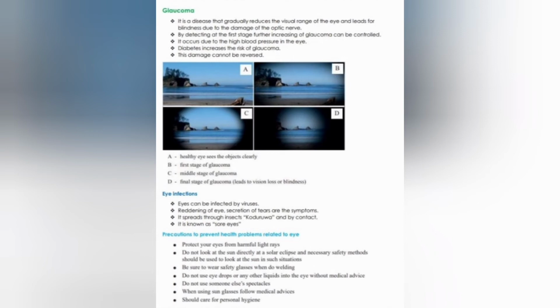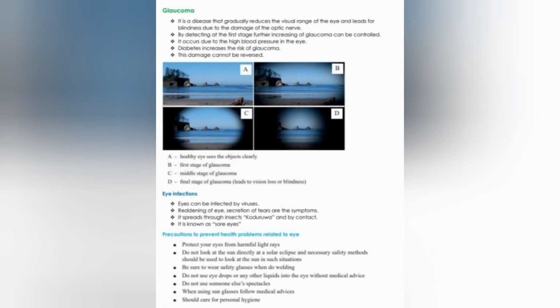What is glaucoma? It is a disease that gradually reduces the visual range of the eye and leads to blindness due to the damage of the optic nerve. By detecting at the first stage, further increasing of glaucoma can be controlled.